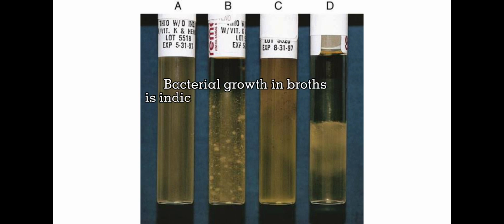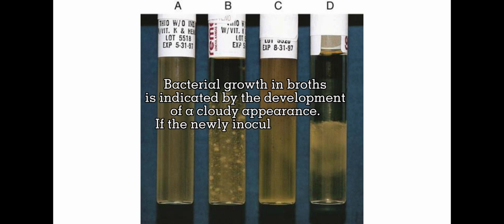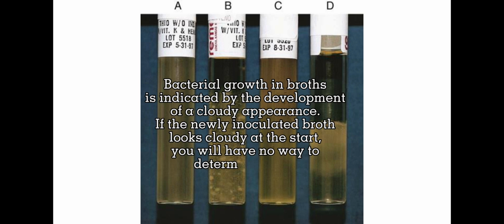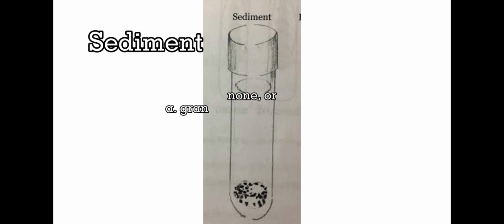Bacterial growth in broths is indicated by the development of a cloudy appearance, unless the newly inoculated broth looks cloudy at the start, in which case you will have no way to determine if this is due to bacteria. Sediment: none, or A. Granular, small granules; B. Flocculent, small masses of growth of various shapes; C. Flaky, separate flakes. The viscid sediment rises as a coherent swirl.